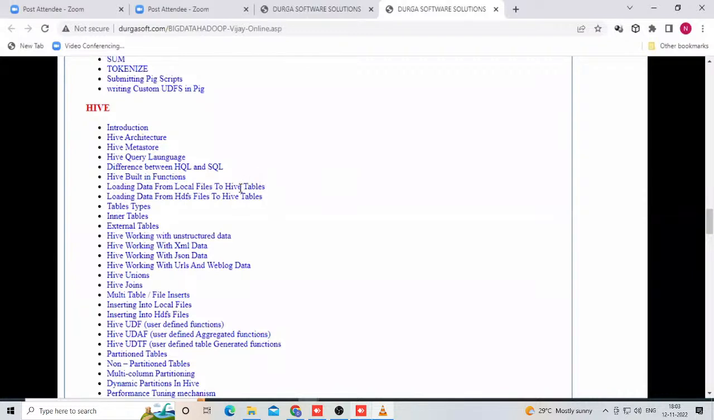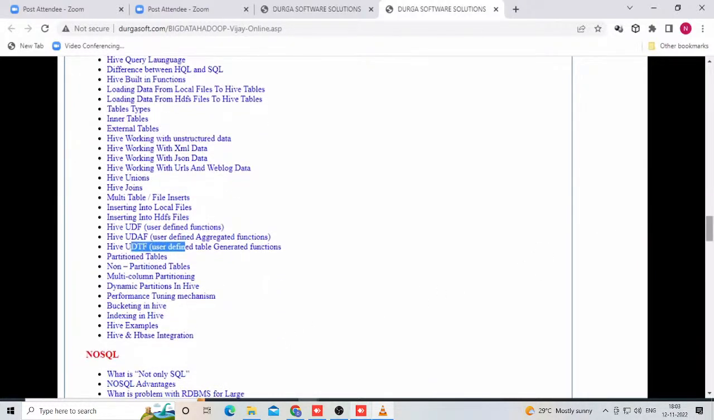And here we'll be loading data, creating tables, working with XML data, JSON data, URL and web log data, unions, joins, inserts, inserting into local files, UDF: user-defined functions, user-defined aggregate functions, user-defined tabular functions, non-partition tables, static partitioning, dynamic partitioning, multi-column partitioning, bucketing in Hive, indexing in Hive, and combinations of partitioning, bucketing and indexing.